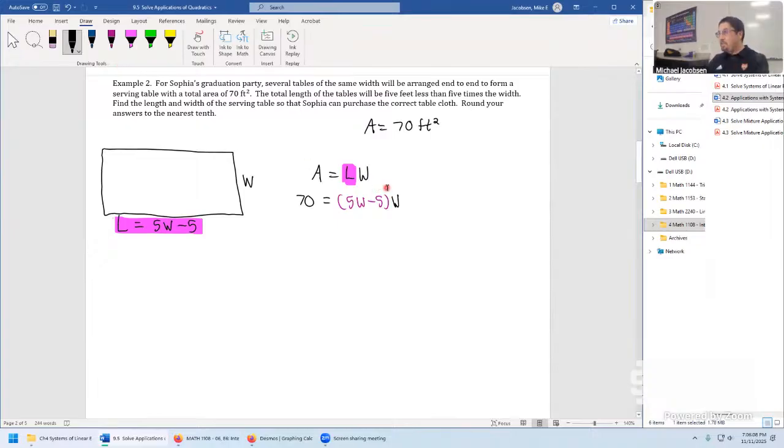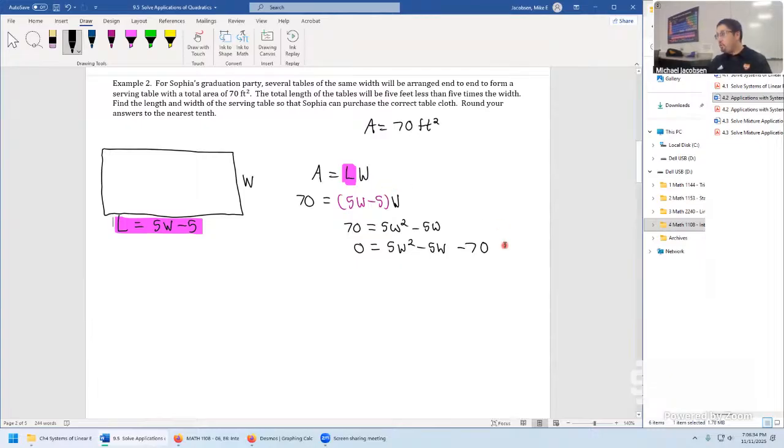But you know, it's just like the other problem. This is another quadratic equation in the variable W. If we expand out the right-hand side, we're looking at 70 equals 5W squared minus 5W. Subtract 70 from both sides to get the 0, and we have 5W squared minus 5W minus 70 equals 0.